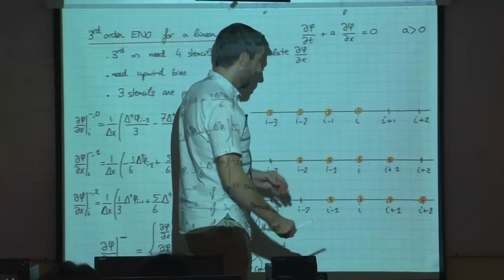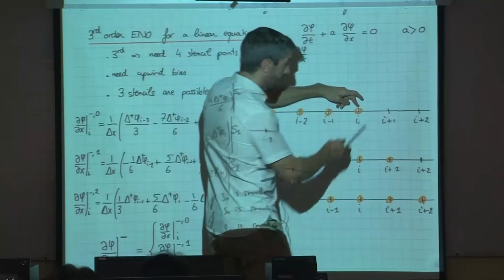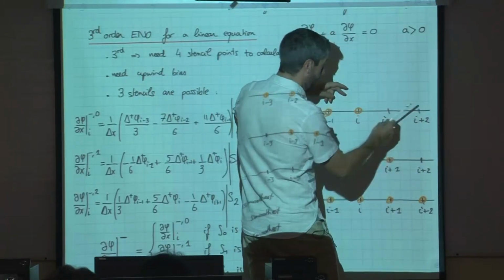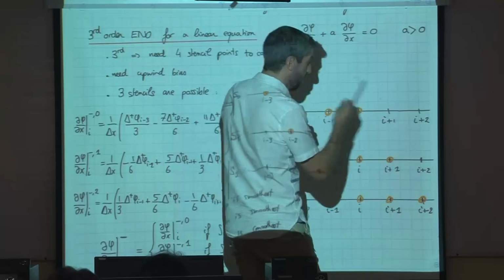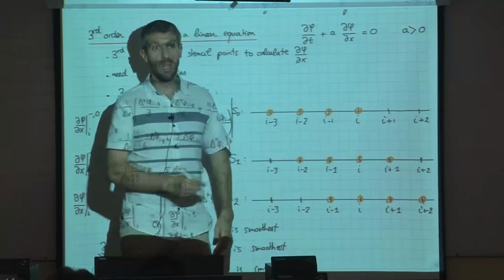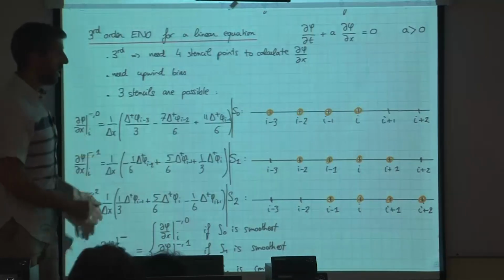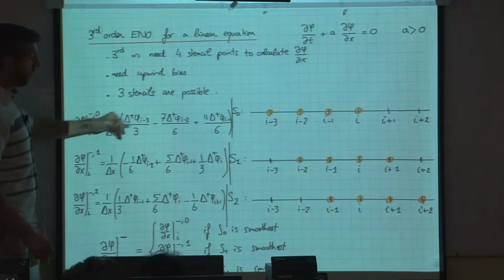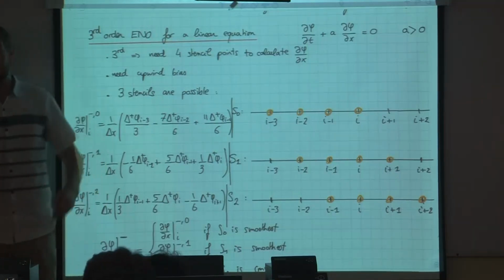You would have the stencil that uses I plus 1, I plus 2, I plus 3. You would have the one that uses I plus 2, I plus 1, I, and I minus 1. And you would have the one that uses I plus 1, I minus 1, I minus 2. You would go through the same thing. Essentially, you would need to flip all the indices and flip the coefficients, and this would be the same story.